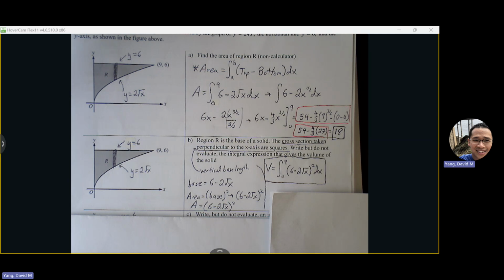A lot of cross-section formulas look like this: base squared, but with a different coefficient depending on the shape. In this case, it's just a square, so there's no coefficient, just base squared. So we put the 6 minus 2 root x in for the base length, and then we get that area. If you get to this point, you've gone through the hardest part of the problem. After this, you're just taking the integral and putting an integral around that.